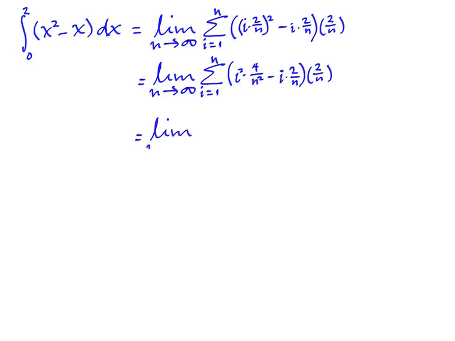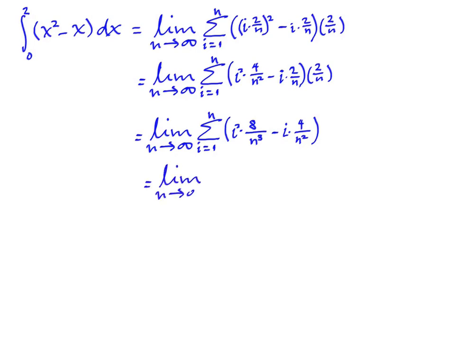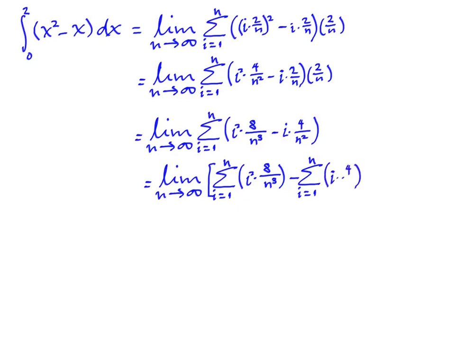So now I'm going to distribute the 2 over n into both terms. So I still have limit n approaches infinity, sum from 1 to n, i squared times, now I'm going to have an 8 over n to the third, minus i times 4 over n squared. I just distributed the 2 over n. And now I can break this up into two sums. So it's the limit as n approaches infinity of the first sum from 1 to n of i squared times 8 over n to the third, minus the second sum from 1 to n of i times 4 over n squared.